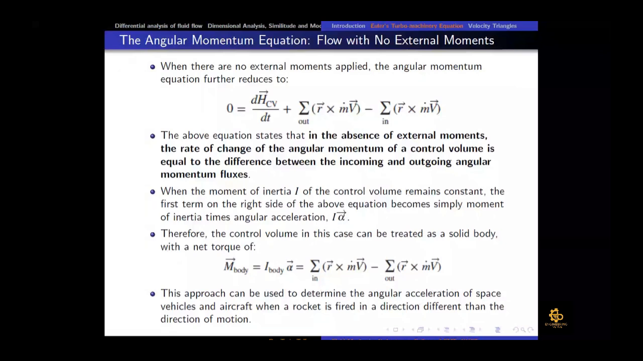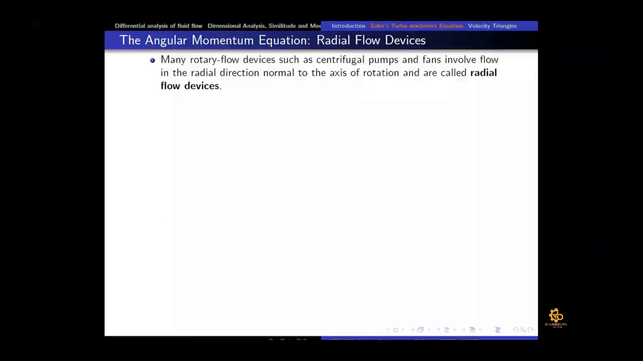We have to apply this knowledge to actual turbomachinery, which is chapter number 11 in your book. At the moment this is from chapter number 6 of Cengel and Cimbala. Right. So many rotary devices such as centrifugal pumps. Okay, centrifugal pumps, we usually install them in our homes when we want to move some fluid from the ground level tank to the upper tank. So we use centrifugal pumps.